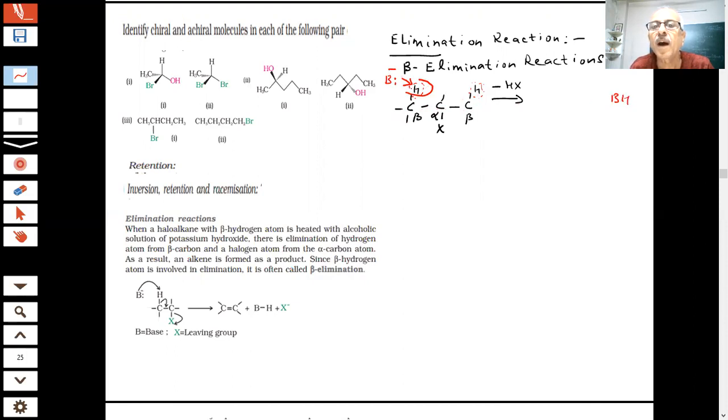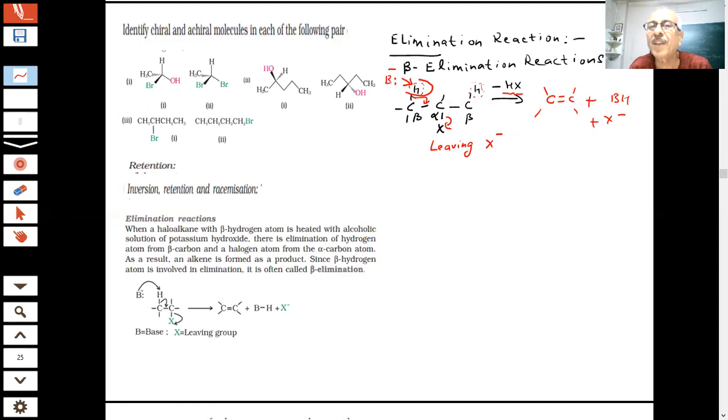As soon as the base takes the proton, these two electrons shift here, and this halogen then leaves. It is a leaving group, X minus. So what is the result of that, students? If this comes on this side, what will you get? A double bond, BH plus and X minus. So what has happened in this reaction? There is an elimination of HX.